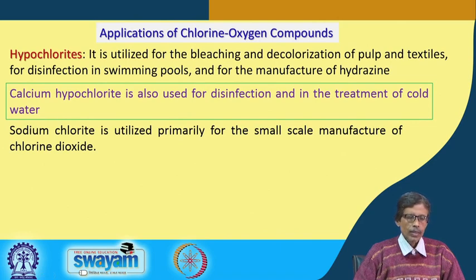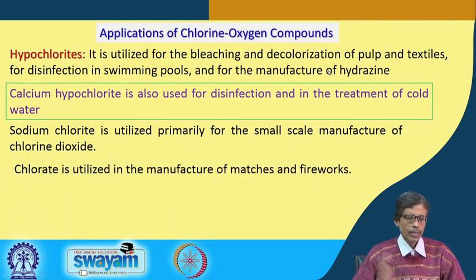Then the other one, sodium chlorite. Sodium chlorite can also be utilized for small scale manufacture of chlorine dioxide that we have just now seen. So it is the utilization of one chemical for the production of another chemical as and when required. If we need chlorine dioxide preparation or manufacturing, we can have a storehouse of sodium chlorite for that particular purpose.